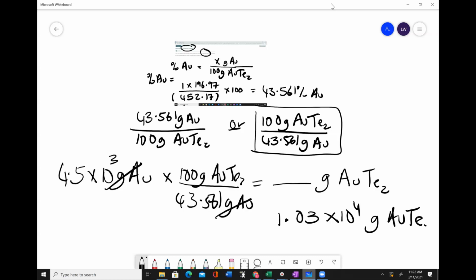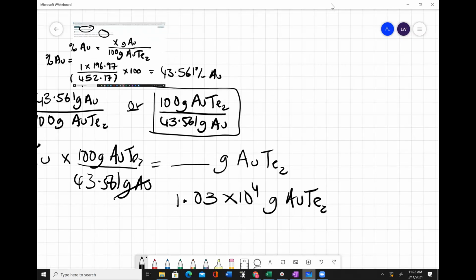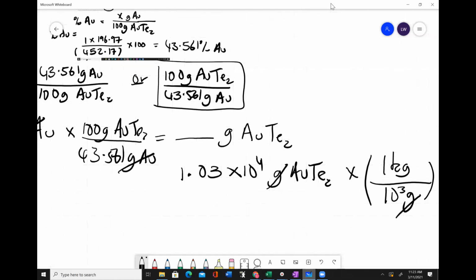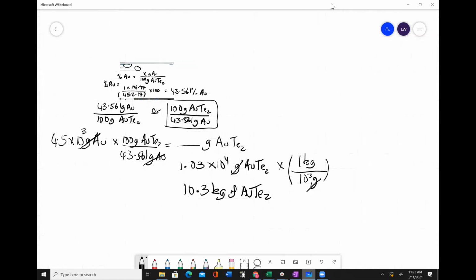Now, if you wanted that in kilograms, you could do this. 1 kilogram is 10 to the 3 grams, and then that would just be divided by 1,000. And what that's telling you is that you would need 10.3 kilograms of the ore in order to extract 4.5 kilograms of gold, which makes sense because it's only 43% gold. So that's that, all right?